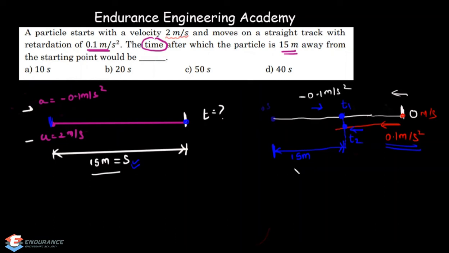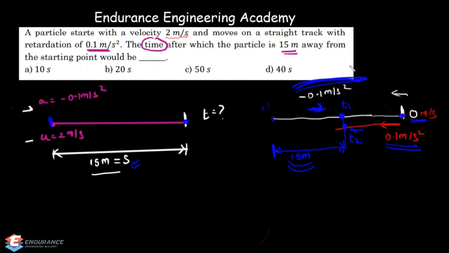Okay, so listen carefully. They are asking what is the time taken after which the particle is 15 meters away from the starting point. So it will be 15 meters away from the starting point when it is moving this side. When it is moving this side, at some particular time, it will be at that position. And when it is moving back also, why is it moving back? Because it is decelerating, constant deceleration is happening. So after it becomes 0 meter per second, again it will be coming back.